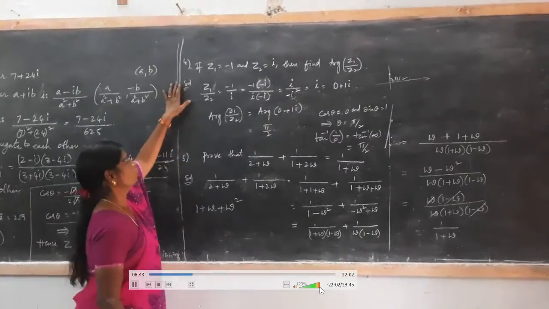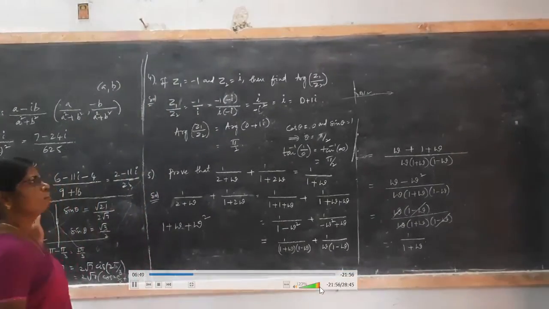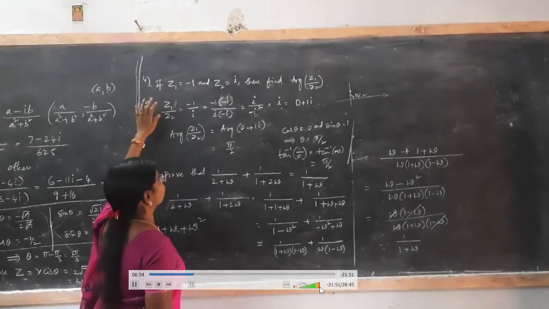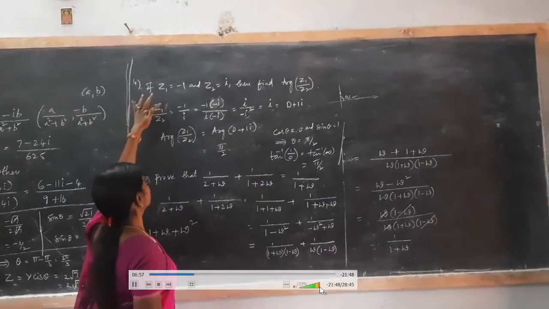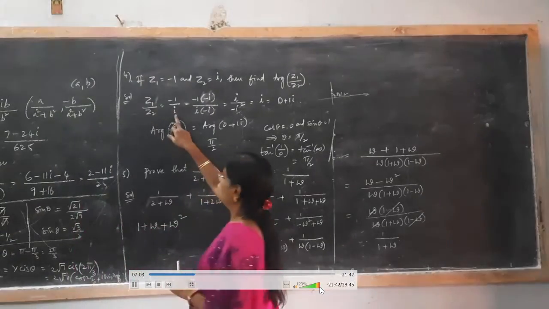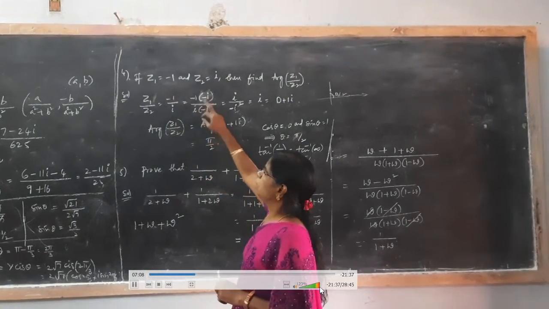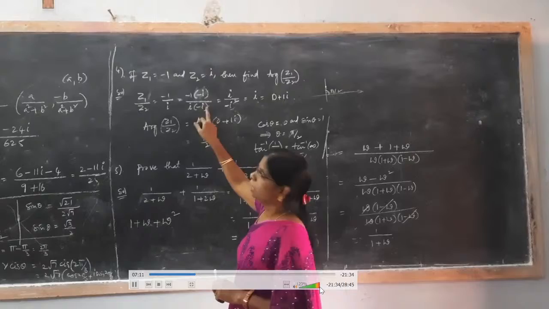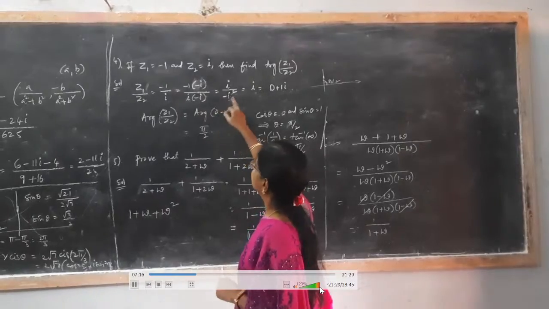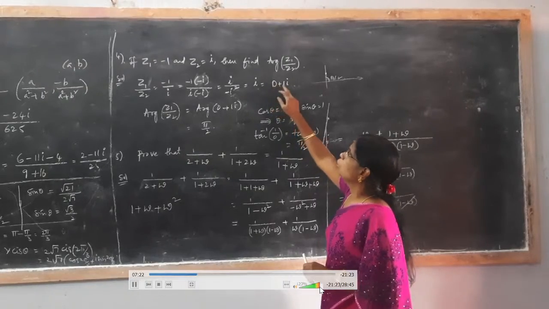Now come to the next question, the fourth one. If Z1 is equal to -1 and Z2 is equal to i, then find the argument of Z1 by Z2. First of all, you have to find Z1 by Z2. So Z1 by Z2 is -1 by i, and this i means 0 plus 1i. So the conjugate of this i is minus i. You have to multiply both the numerator and denominator with minus i. Now this becomes i by minus i square. This minus i square is 1, you know. So I wrote i as 0 plus 1i.